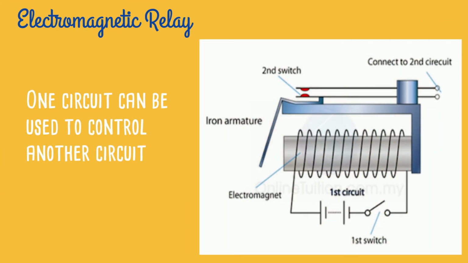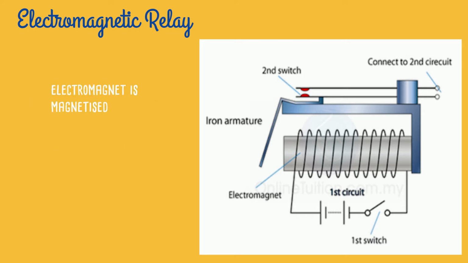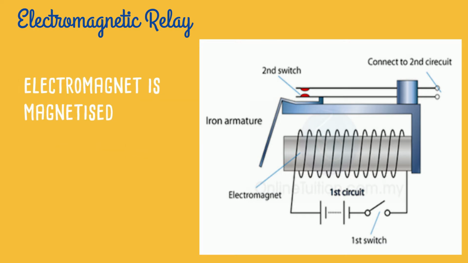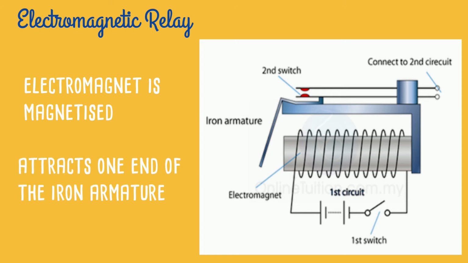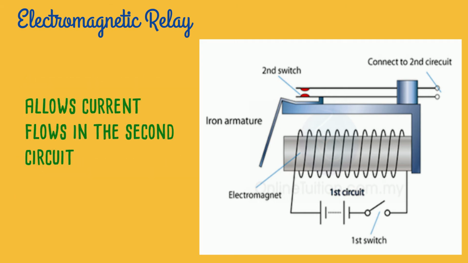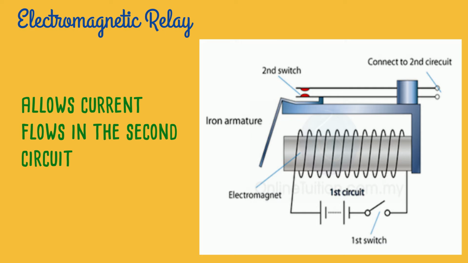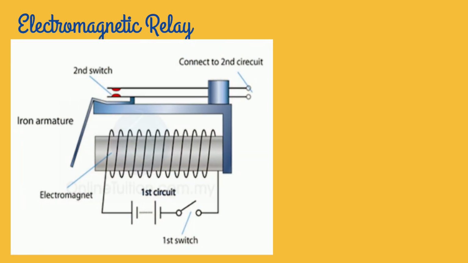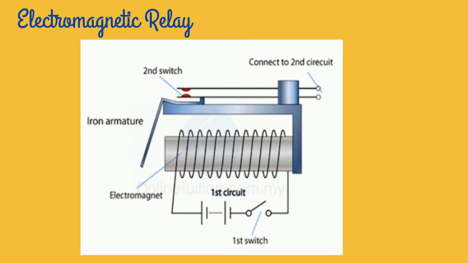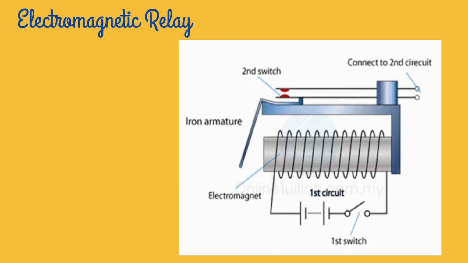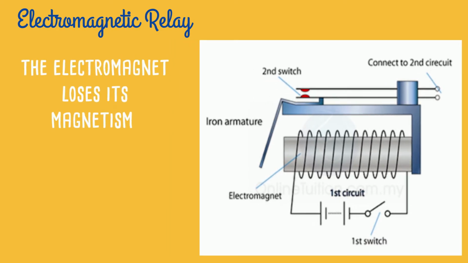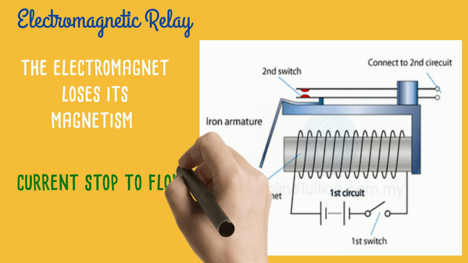control another circuit. The first circuit, the input circuit, supplies current to the electromagnet. When the circuit is closed, the electromagnet is magnetized and attracts one end of the iron armature. The armature then closes the second switch and allows the current to flow into the second circuit. When the first switch is opened again, the current to the electromagnet is cut. The electromagnet loses its magnetism and the second switch is opened. Thus, the current stops flowing in the second circuit.